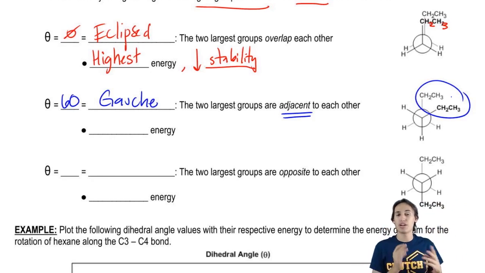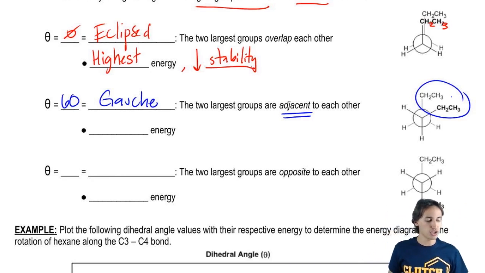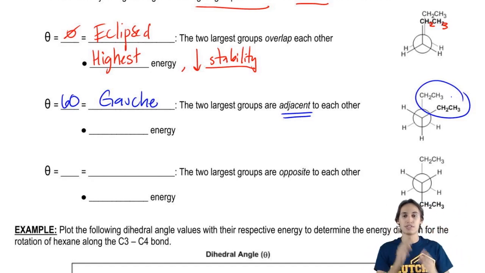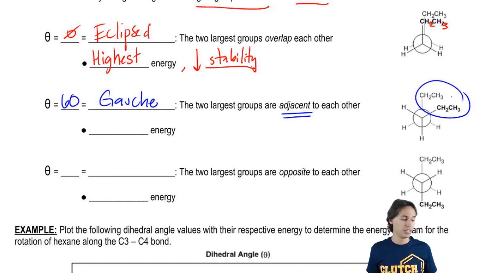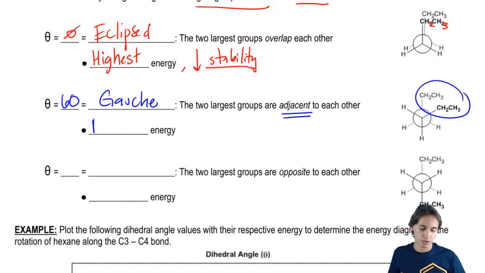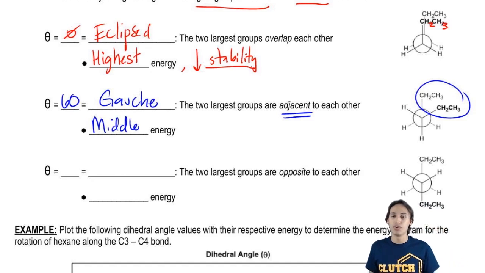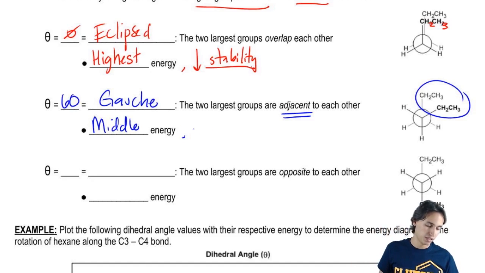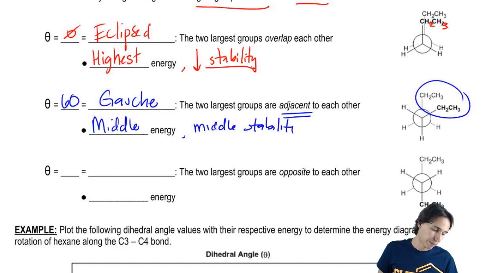So what I'm trying to say here is that the gauche conformation is not as unstable as eclipsed, but it's also not as good as it could be. So I'm just going to say here it has middle energy. That's a terrible word to use, but middle meaning just that it's not as bad as eclipsed. So that would also mean kind of middle stability.